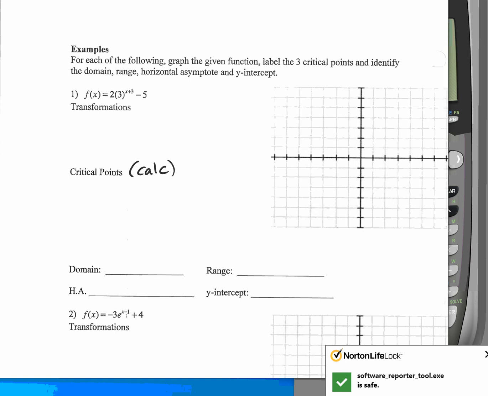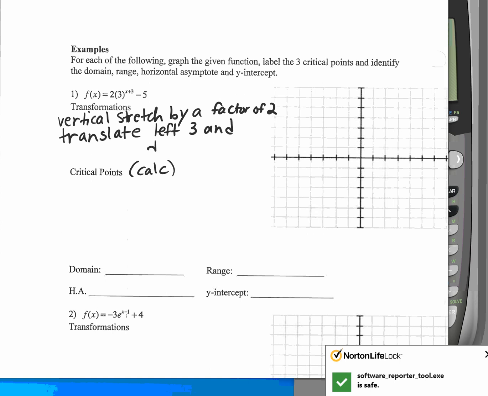So with this function, we have the 2 out in front, which would be a vertical stretch by a factor of 2. And then we have in the exponent plus 3 and outside of the exponent minus 5. Those are our 2 translations. Translate left 3 and down 5.